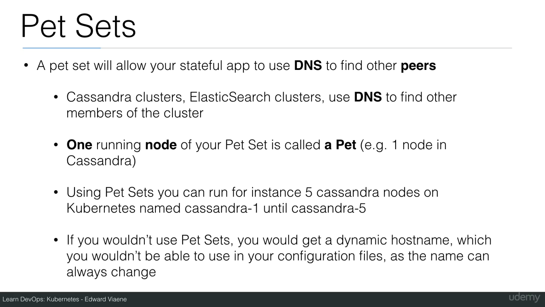If you wouldn't use pet sets, you would get a dynamic hostname which you wouldn't be able to use in your configuration files, as the name of your pod can always change. So the big difference here is that you don't really want to just connect to a service and then you're going to get any pod. You want to make sure that, for instance, Cassandra node 1 connects to Cassandra node 5. And to make that work, you need pet sets, because only with pet sets you have the static hostname of your pod, so you're going to know the hostname of the other pod to connect to.